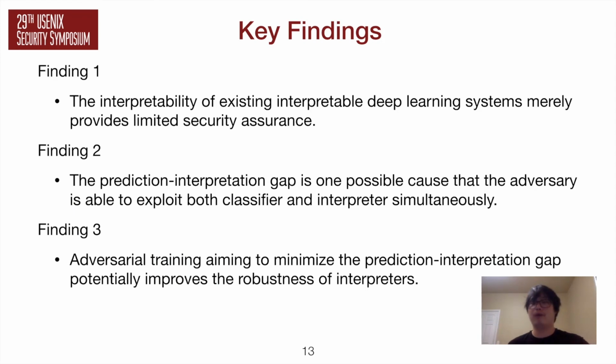In this paper, we propose the ADV2 attack against interpretable deep learning systems. We conclude our key findings here. First, the interpretability of existing interpretable deep learning systems merely provides limited security assurance. Second, the prediction-interpretation gap is one possible cause for the adversary to exploit both the classifier and the interpreter simultaneously.